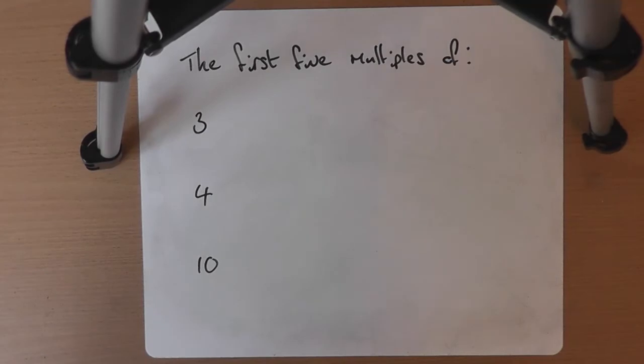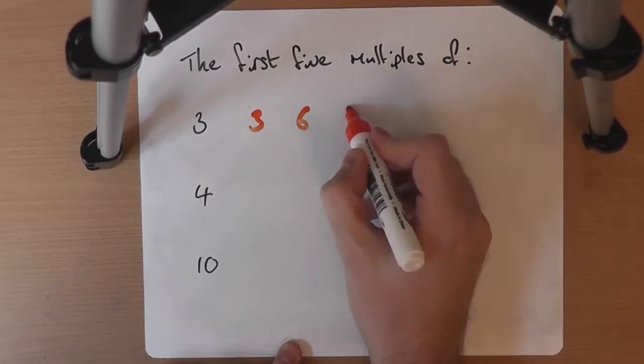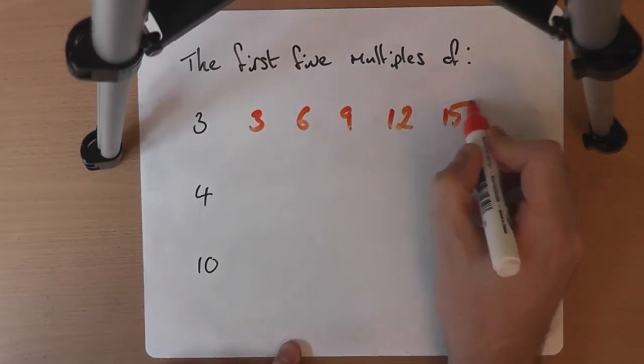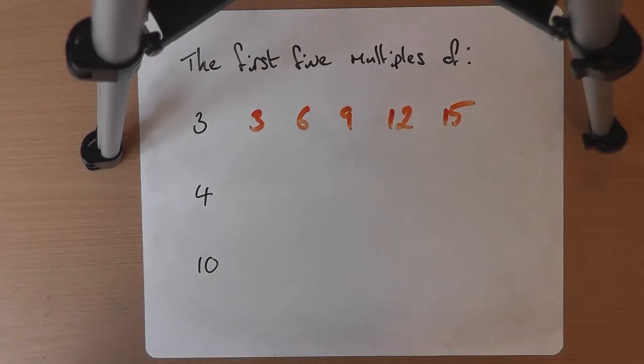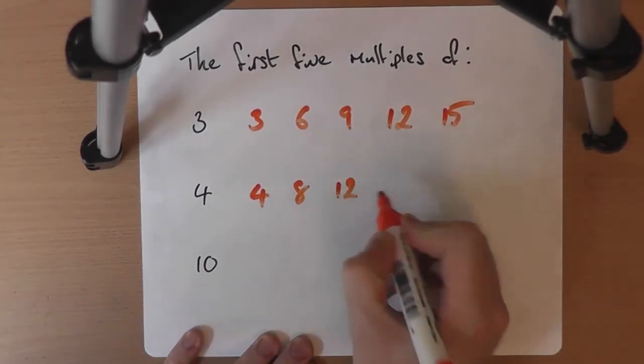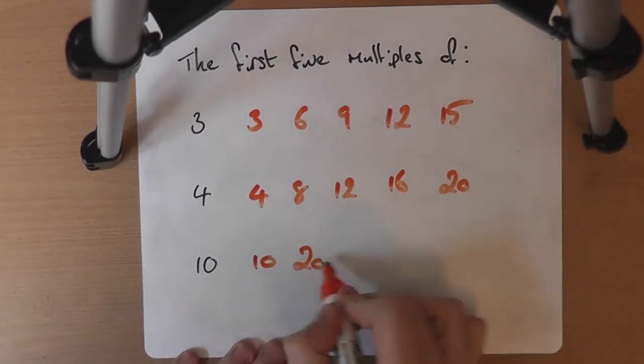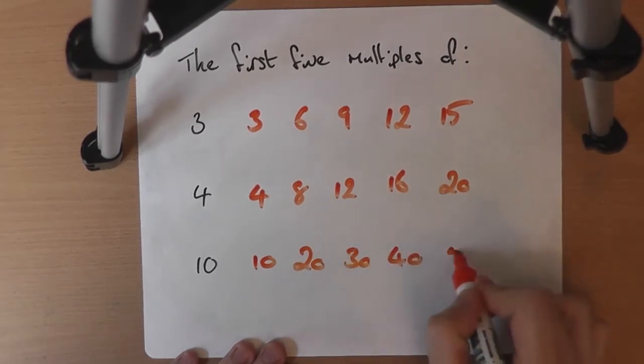So if the multiples are just the answers to the times tables, then the first 5 multiples of 3 would be the first 5 answers to the 3 times table. So that would be 3, 6, 9, 12, and 15. The first 5 multiples of 4 would be the first 5 answers to the 4 times table. So that's 4, 8, 12, 16, and 20. And the first 5 multiples of 10 will be the first 5 answers to the 10 times table. So that's 10, 20, 30, 40, and 50.